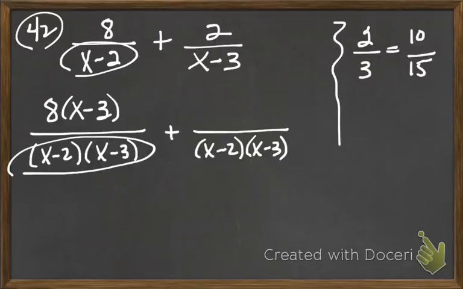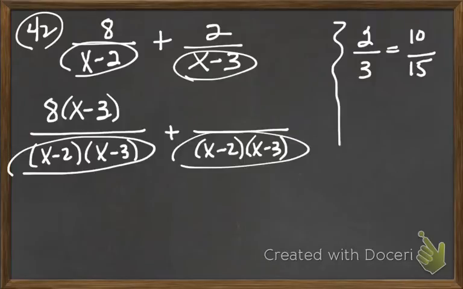Okay, go to the second denominator. It's x minus 3, and we're trying to turn it into x minus 2 times x minus 3. So what did I multiply that denominator by to get the new denominator? X minus 2. So you have to multiply the top by x minus 2.